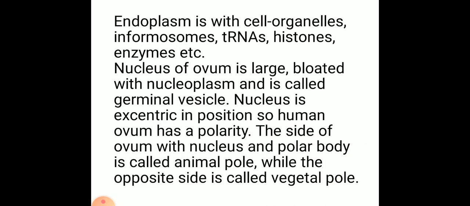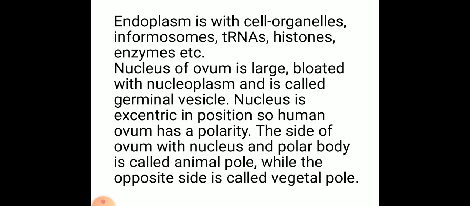The nucleus of the ovum is large, and it is blotted with nucleoplasm. It is called the germinal vesicle. What is it called? Germinal vesicle. And the nucleus is eccentric. Eccentric means it is not exactly at the center; the nucleus is just away from the center. So the human ovum has a polarity, and we can see polarity in the human ovum.